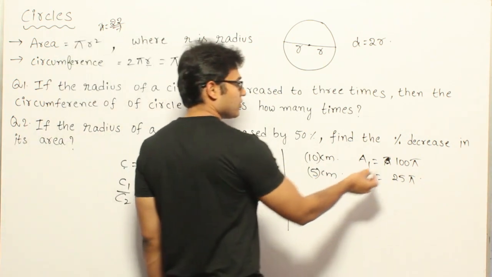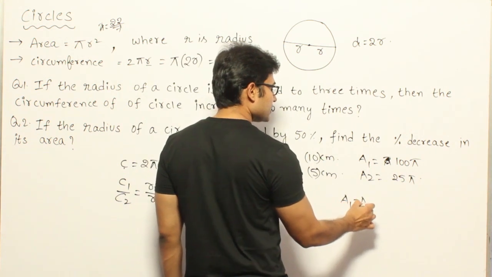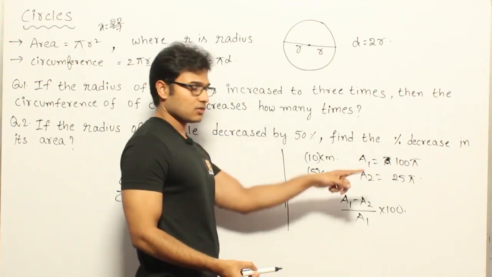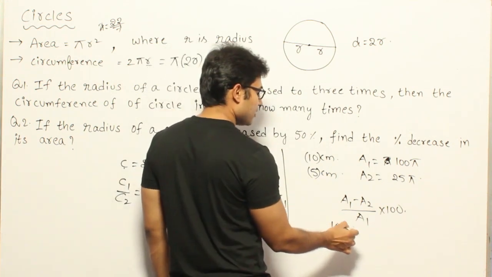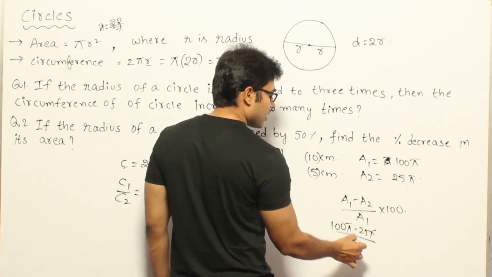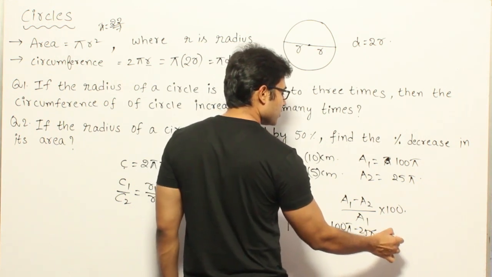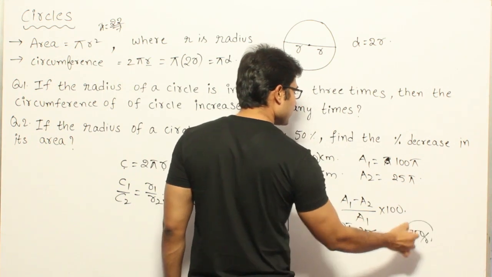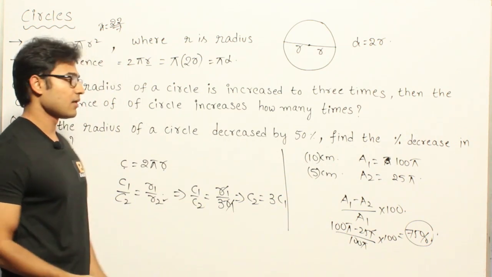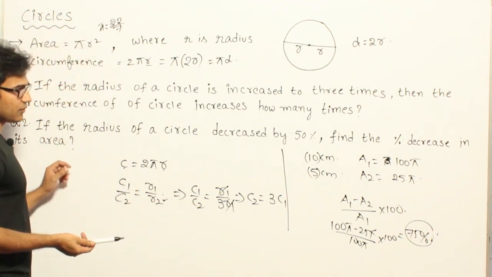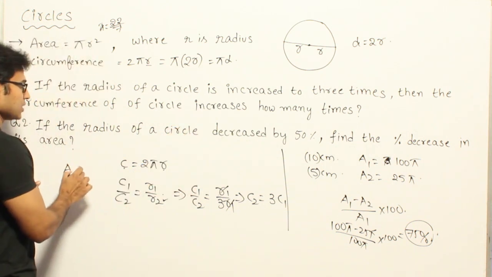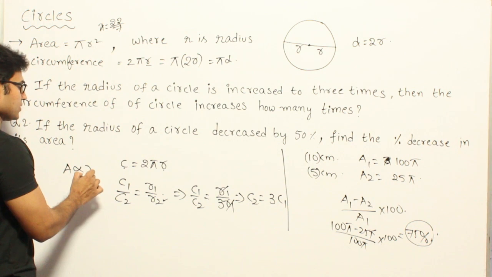Now in order to find it out, we are going to write A1 minus A2 divided by A1 into 100, right? So if you compute it, it is going to be 100 pi minus 25 pi divided by 100 pi into 100. So it is going to be 75%. So 75% is the decrease. Okay, the other way of solving it is, you could have taken A1 by A2, since the area is directly proportional to r square.